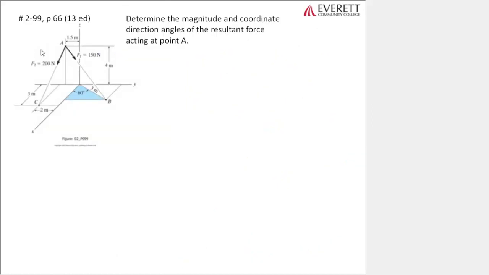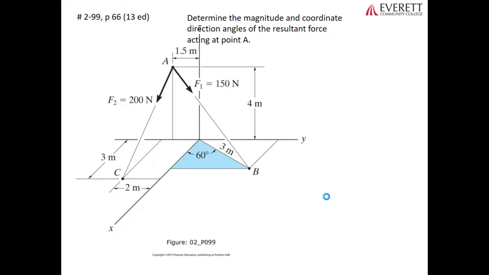Determine the magnitude and coordinate direction angles of the resultant force acting at point A. So we're supposed to find the magnitude of the resultant force, which we call FR, alpha, beta, and gamma. Okay, so on the last problems, they gave you a drawing of a plane and some angles, and that's how you were able to find the components.